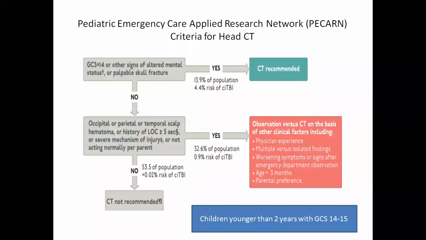If the child has multiple findings, it's better to go for CT than isolated vomiting. If the child had only vomiting, then you can wait and watch and look for worsening. But if you have multiple findings like severe headache and some scalp hematoma, then definitely go for CT. If the age of the child is less than 3 months, it is better to go for CT. If the parents are asking for CT, don't refuse it, go for CT. It's medico-legally the safest way. If no findings are there and the child is very stable, then you can avoid CT and explain to the parents. So this is for less than 2 years.